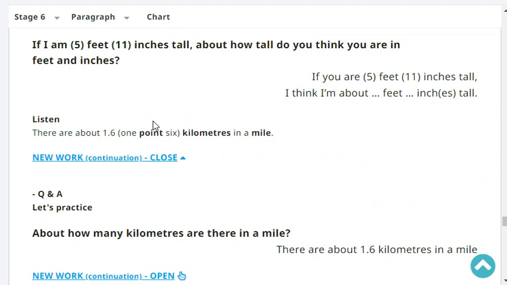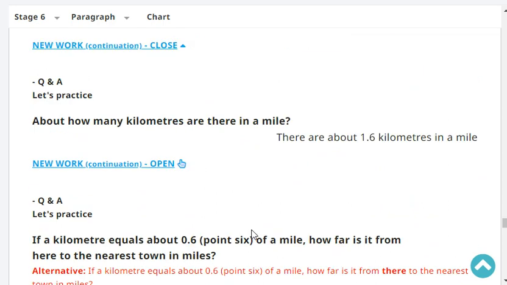Listen. There are about 1.6 kilometers in a mile. Okay, so let's practice. About how many kilometers are there in a mile? There are about 1.6 kilometers in a mile. Very good. Okay, next.